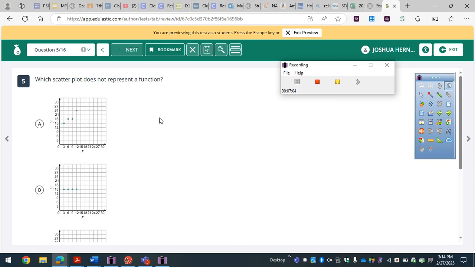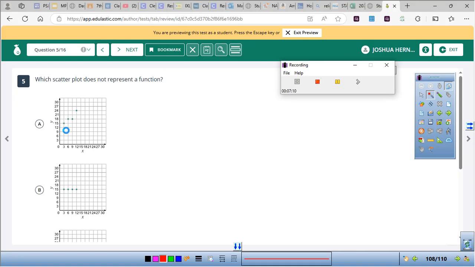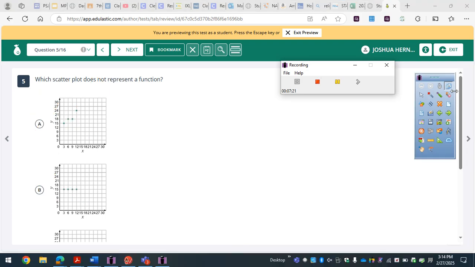Okay, next question over here. Which one does not represent a function? So all you want to do is draw vertical lines, right? It goes through it once, once, once, once. That is a function, and I'm looking for one that's not. So that's not an answer. Function, function, function, function.